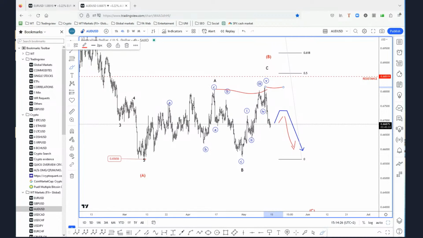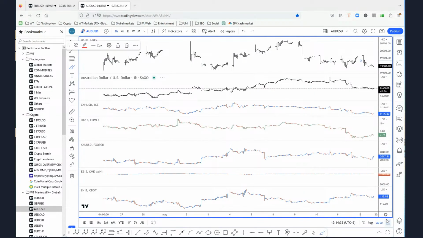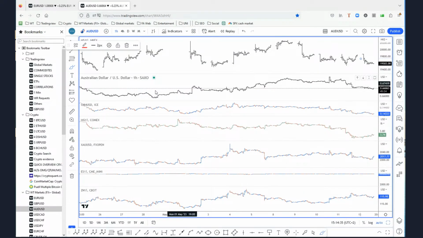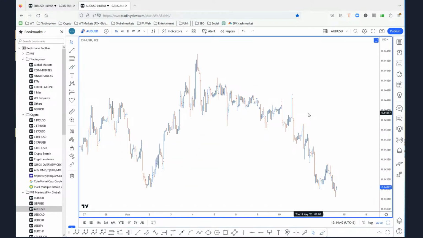Also, looking at some correlated markets here. Here we have Chinese yuan. You can see very bearish price action. So this obviously comes in line with Aussie. Keep in mind that there was inflation in China reported a little bit too low than expected this week, so no economic activity, and obviously this has an impact on Aussie.